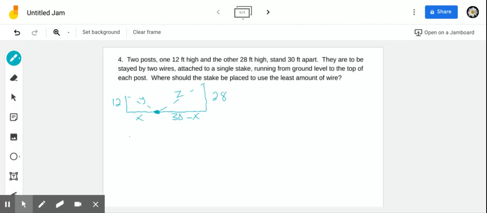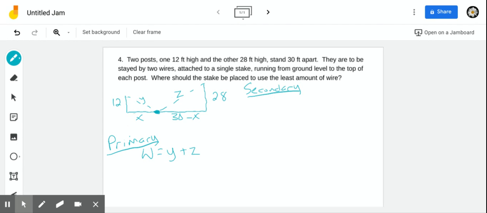So our primary equation, we are trying to use the least amount of wire. And our wire is Y plus Z. Now, that's two separate variables. We don't want Y and Z. We probably want these in terms of X. So let's take a look at our secondary equation.